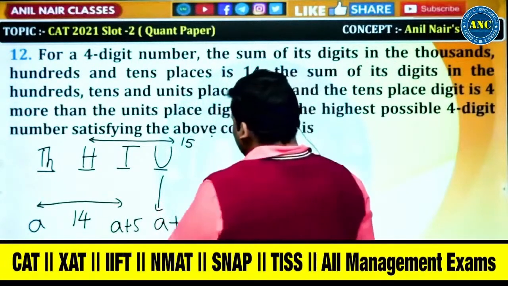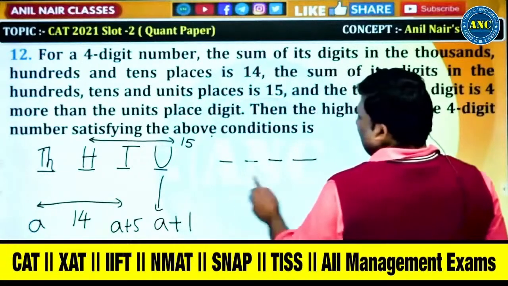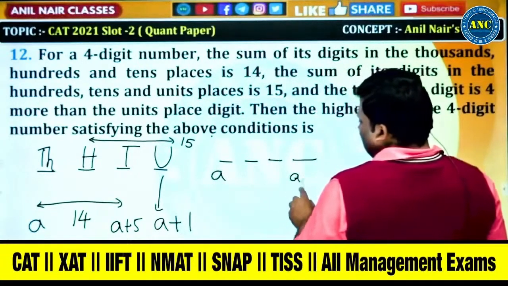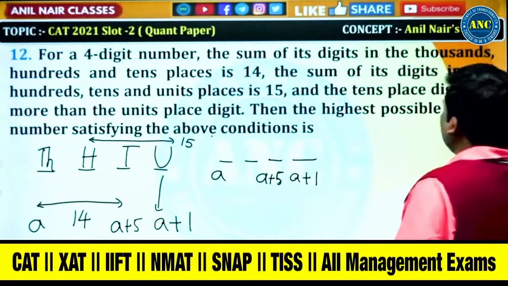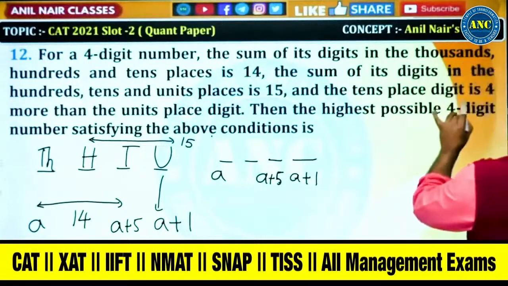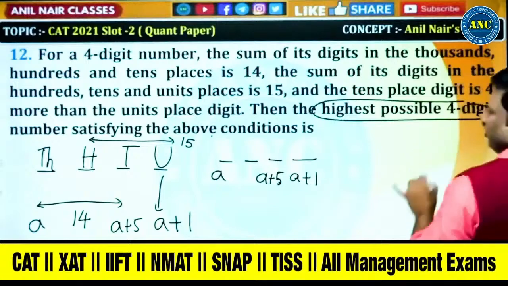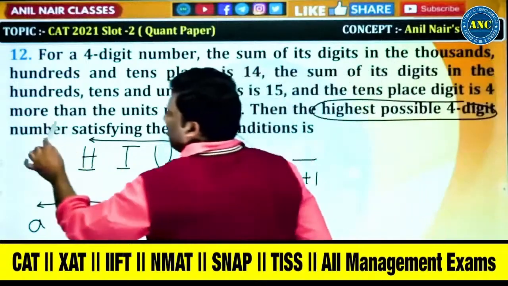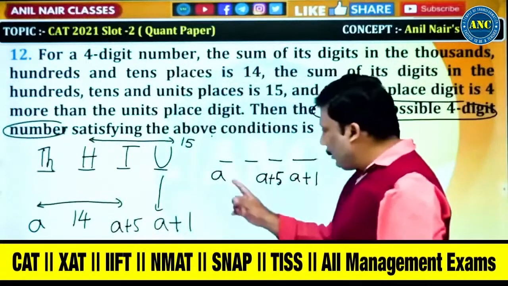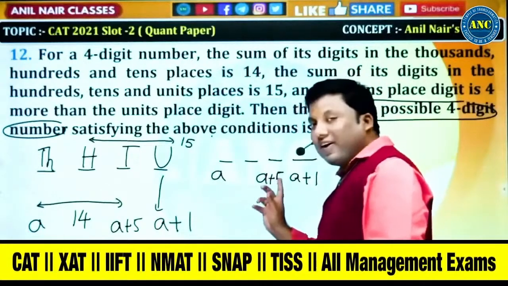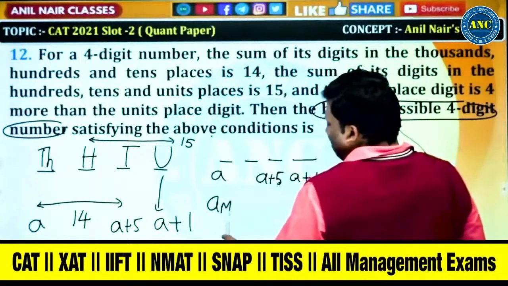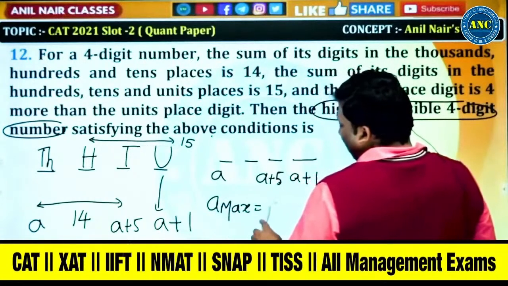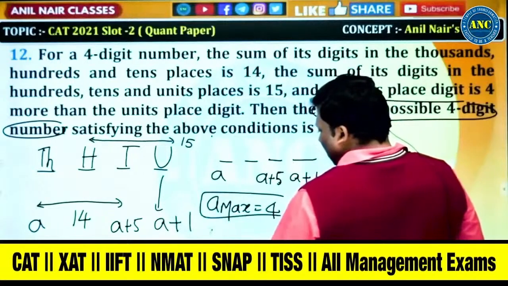That means 4 digits are there. This is A, this is A plus 1, and this is A plus 5. Okay. Highest possible 4-digit number. Can I take the A value as 5? 5 plus 5 is 10, which is a 2-digit number. That means the maximum it can be is 4. I want the maximum, so here it can be 4.